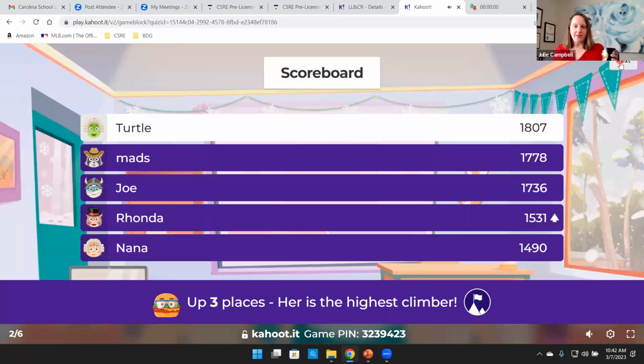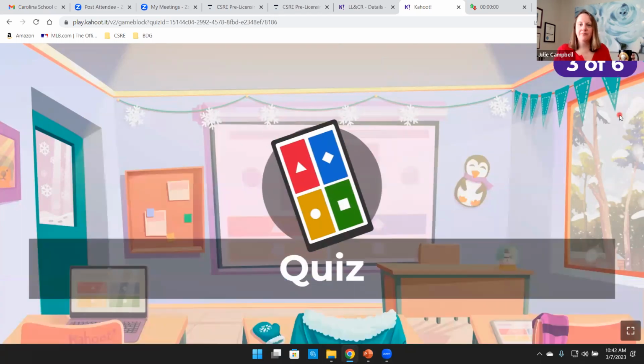So we got Turtle, Mads, and Joe are staying on top. Rhonda's on the board. Anna's still on. Her is our highest climber, up 3 places. Her should see a little summit icon on your phone.